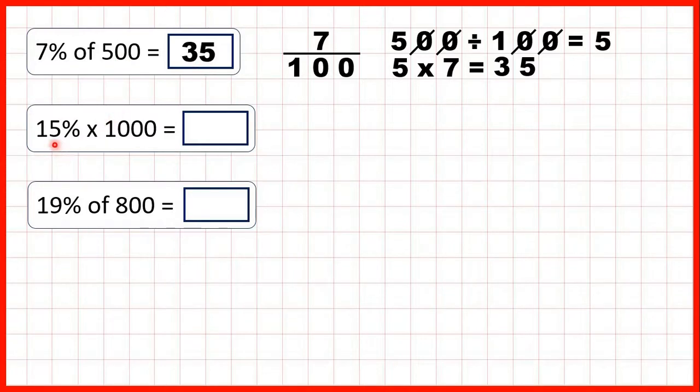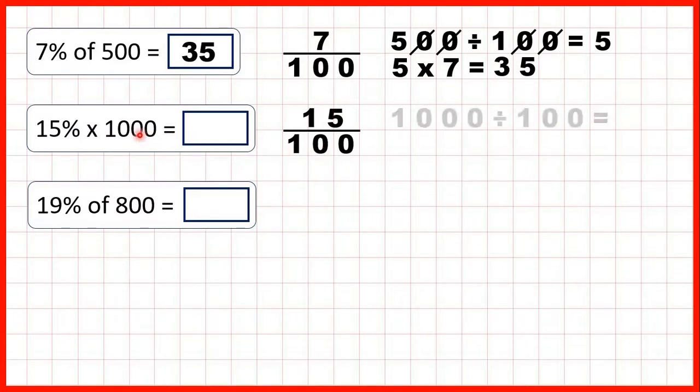Now we have 15% times 1000, but remember, times and of mean the same thing, so we follow exactly the same method. 15% is 15 over 100, because percent means we have a denominator of 100. So first we can divide 1000 by the denominator, so divide 1000 by 100.